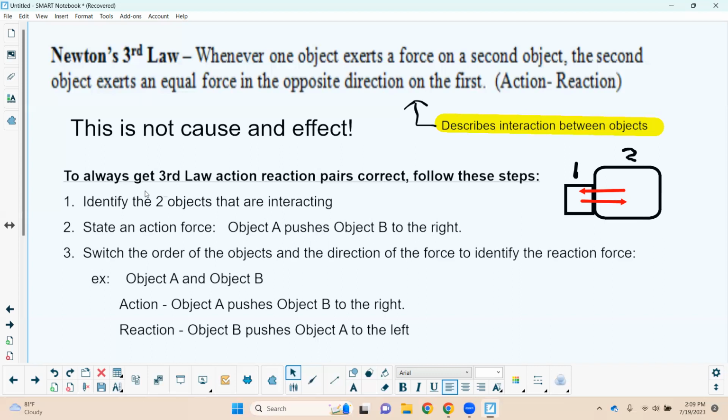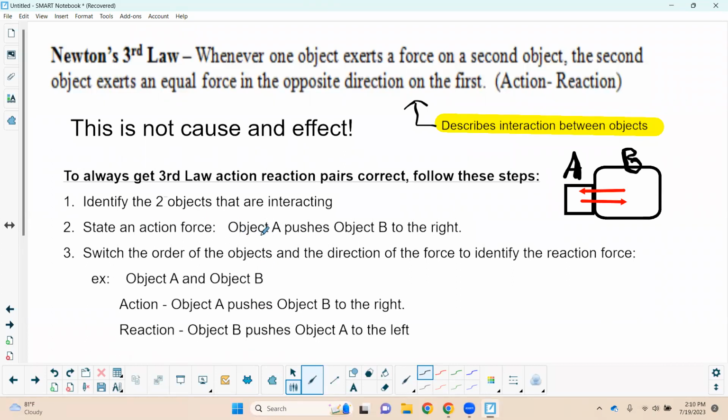So the way to get the third law always correct, and I'm going to ask you guys to identify an action-reaction pair in a couple different situations. You want to make sure that you show the idea. So it says identify the two objects that are interacting. Object 1 would be one object, and object 2 would be a second, or I used A and B, so let me try to be consistent. So we'll call this one A, and we'll call this one B. So A pushes on B and B pushes back on A.